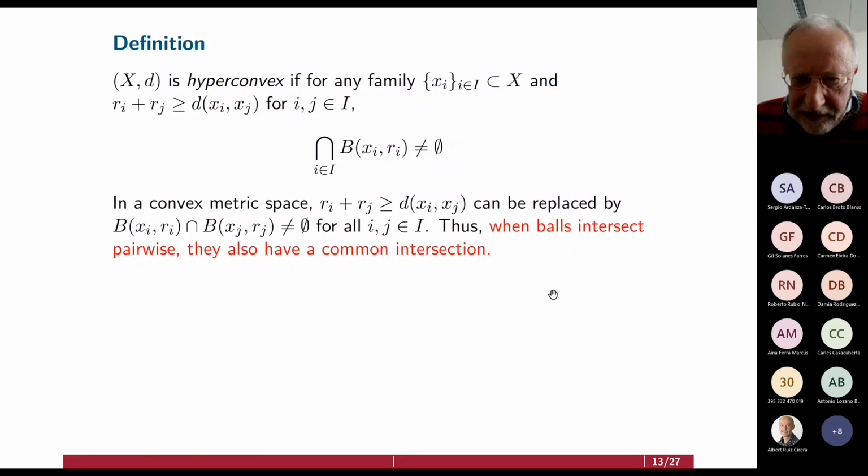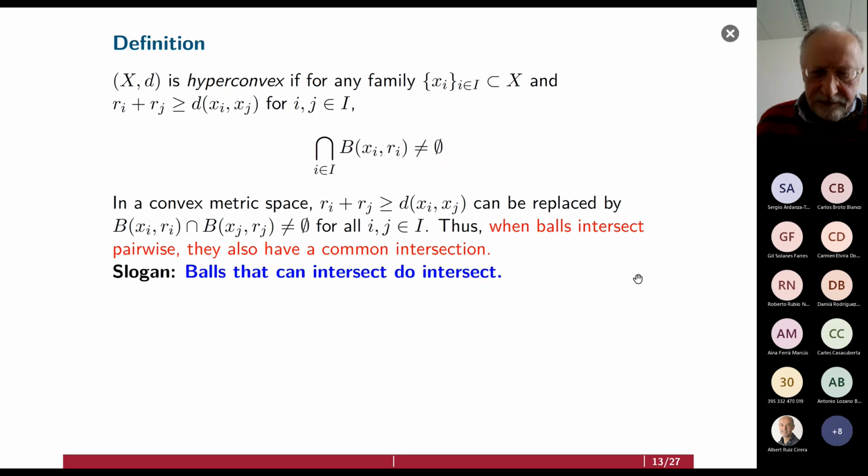If you have a convex metric space, then the radius condition can just be replaced by the condition that the balls intersect pairwise. So, in other words, we ask that whenever balls intersect pairwise, then we also have a common intersection. So again, a slogan: balls that can intersect do intersect. That is hyperconvexity.